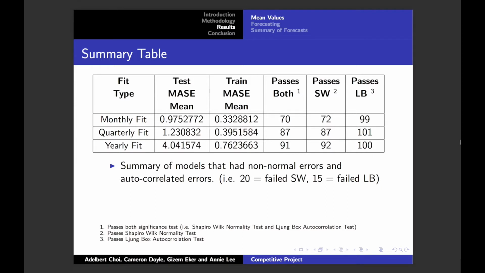However, it's important to note that the yearly data sets had the lowest sample sizes, which could explain the bigger difference between the test and training set MACs when compared to the monthly and quarterly data sets. Moving on to the residual tests themselves, it seems like the Shapiro-Wilk test for normally distributed errors had lower pass counts in comparison to the Young-Buck's significance test for autocorrelation.